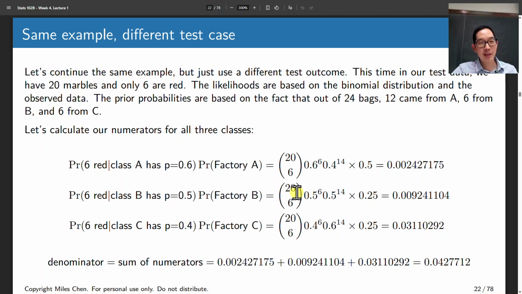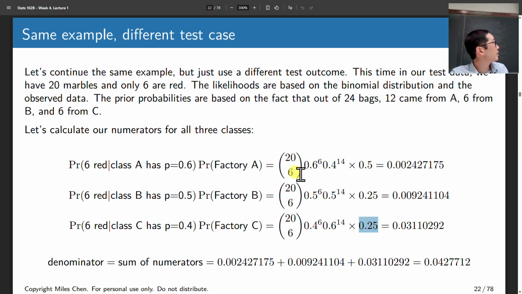What would happen if we have a different data set, okay? So here we're going to do the same example, except this time we're going to say when we opened up the bag, it was mostly blue marbles. There were only 6 red marbles out of 20 marbles. So we look at this, and there were only 6 red marbles. And so it's only 30% red, okay? So we're still going to use the prior probabilities, where 50% came from factory A, 25% came from factory B, and 25% came from factory C.